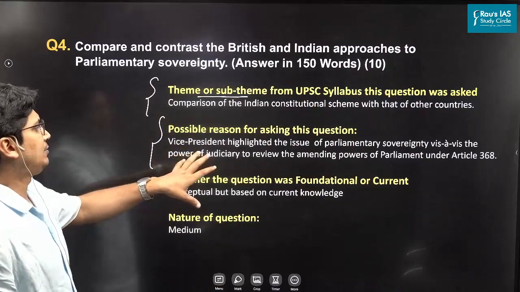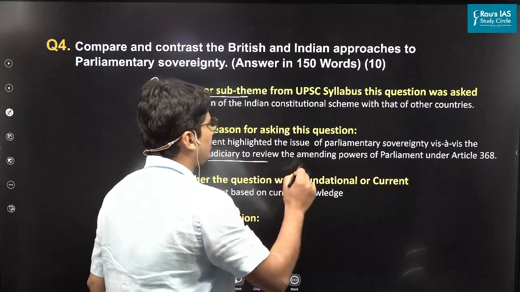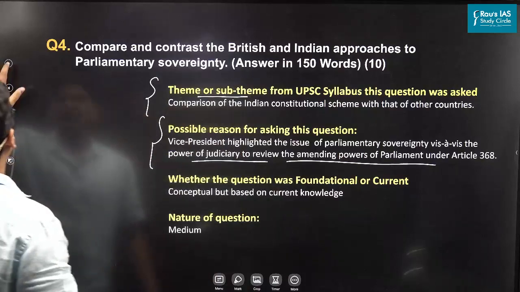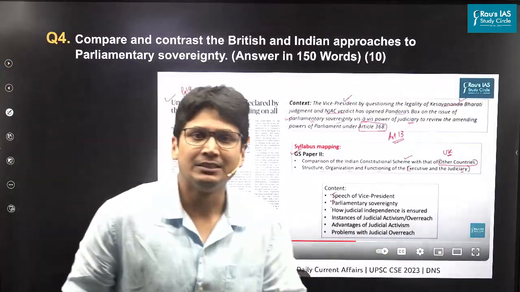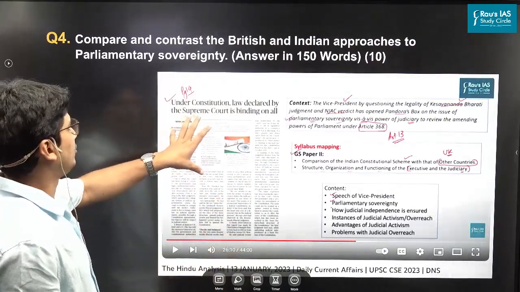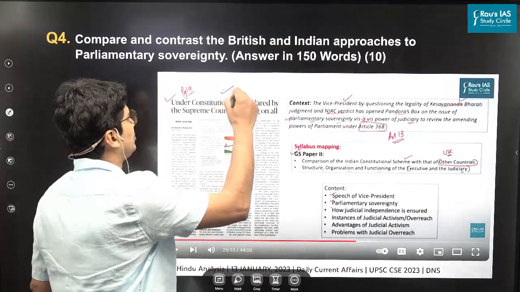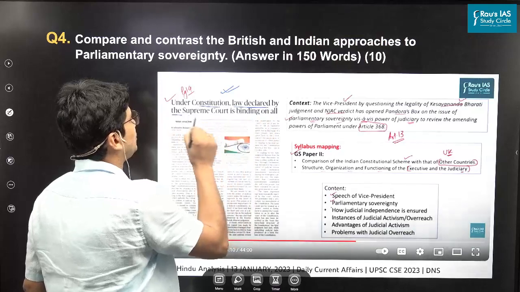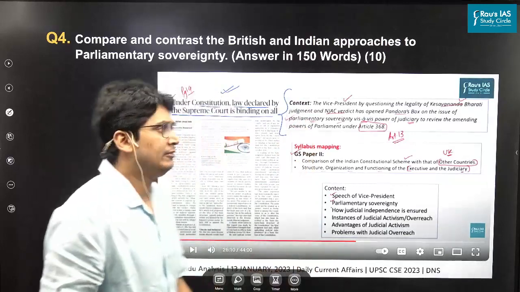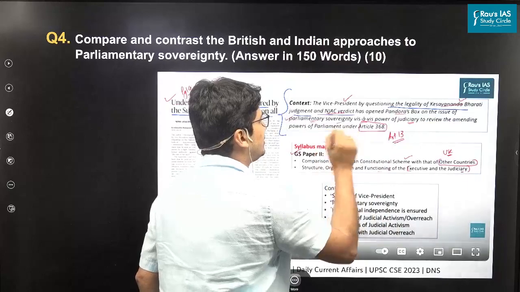It highlights that the Vice President raised the issue of parliamentary sovereignty vis-a-vis the power of the judiciary to review the amending powers of parliament under Article 368. And if you look at the DNS, that is Daily News Simplified, dated 13th January, this particular topic was clearly discussed, where the news mentioned, under Constitution, was that the law declared by the Supreme Court is binding on all. The context was the statement given by the Vice President, where he questioned the legality of the Kesavananda Bharati judgment and the NJAC verdict.